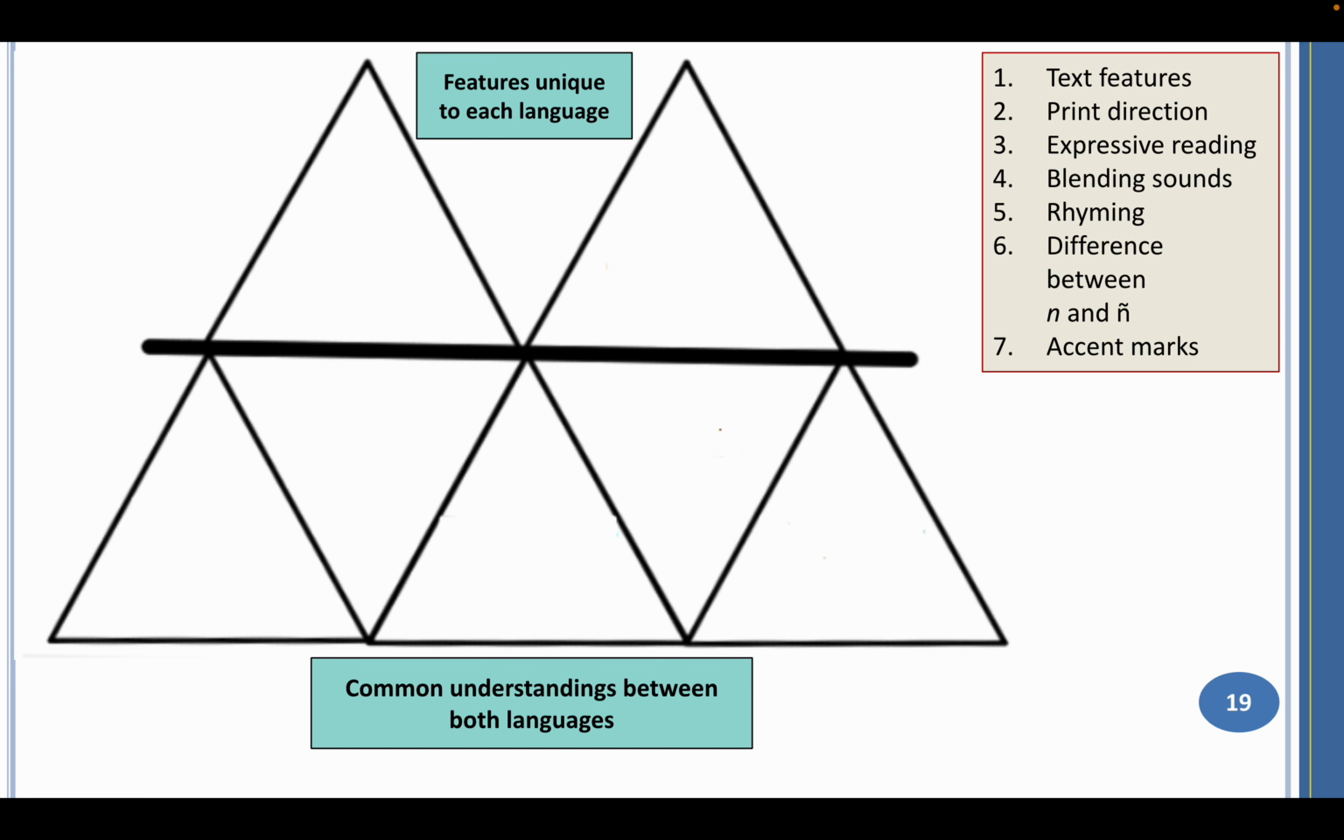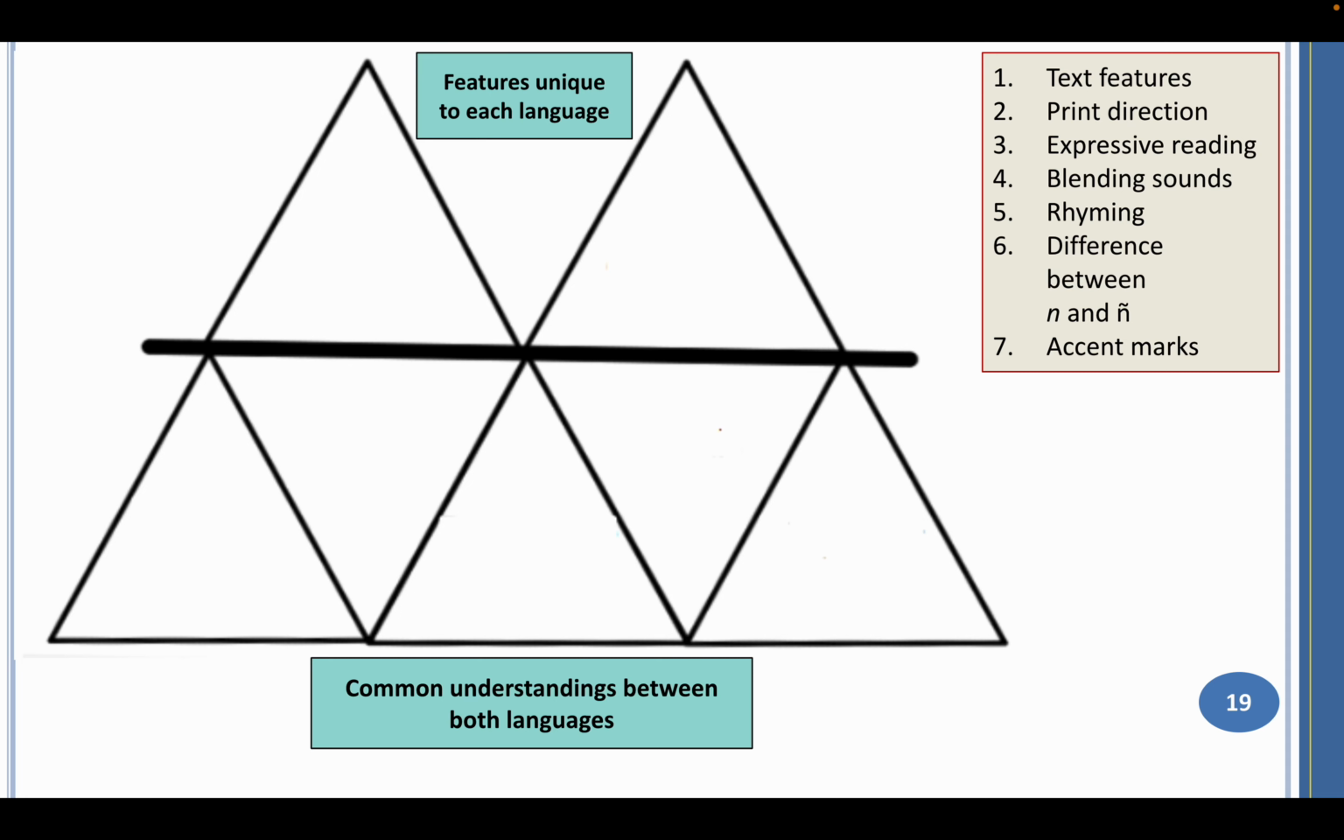Here are some examples of early literacy reading concepts. Some are going to be above the surface. They have to be learned for a particular language. We call these features unique to each language. Some are going to be below the surface, or the common understandings between both languages. These can be transferred from one language to another.